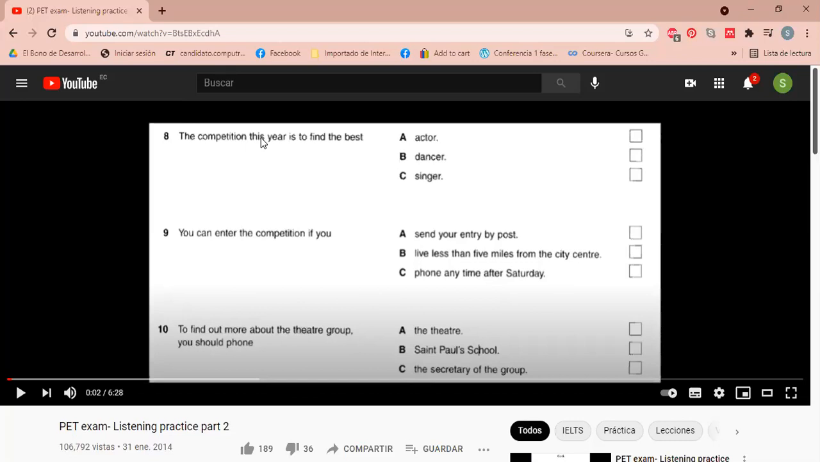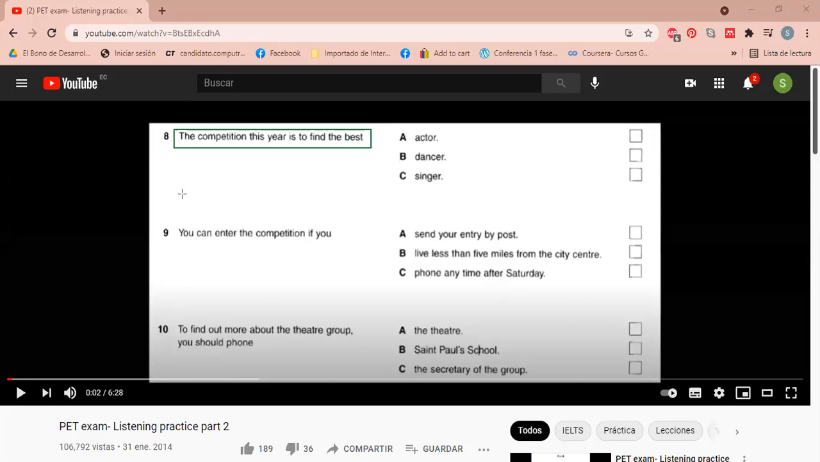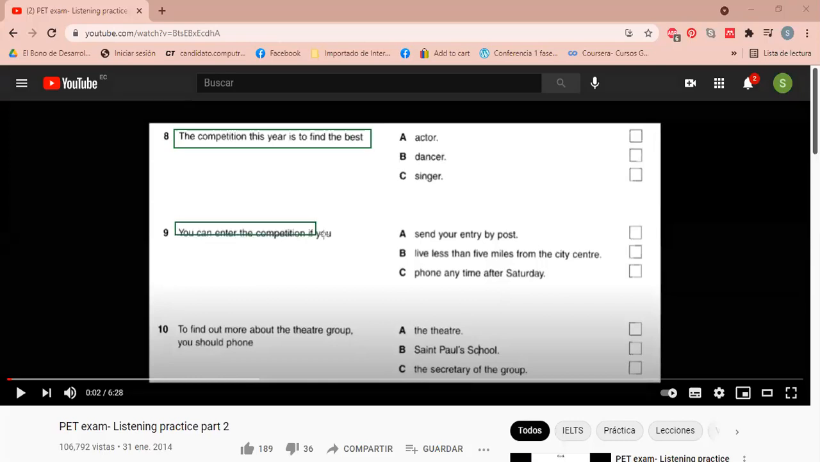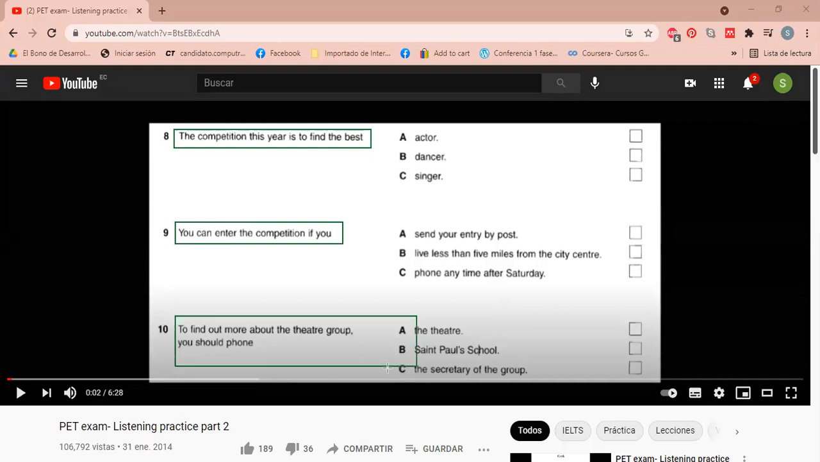Sí, in this case, we have 3 of the first 6 questions. Aquí en la pantalla ustedes tienen 3 preguntas de las 6. The competition this year is to find the best. You can enter the competition if you. And to find out more about the theater group, you should phone. Entonces, vamos a estar pilas a encontrar las respuestas para estas 3 primeras preguntas.